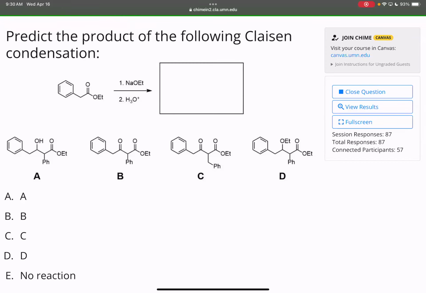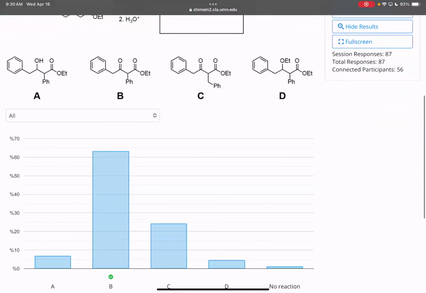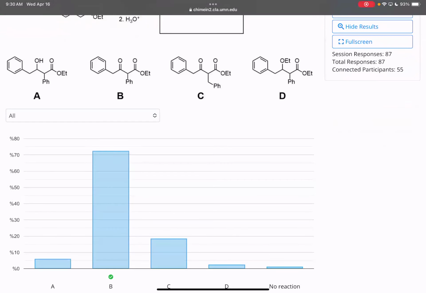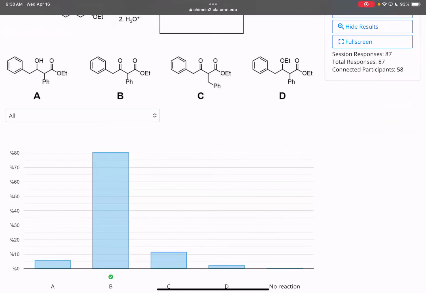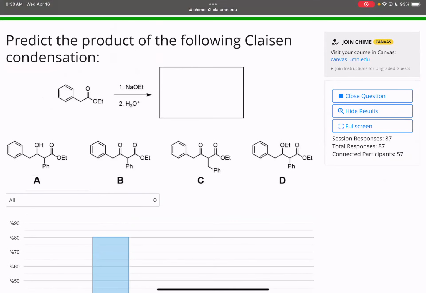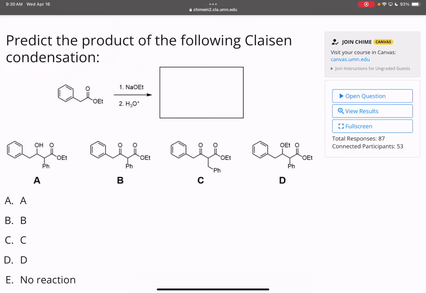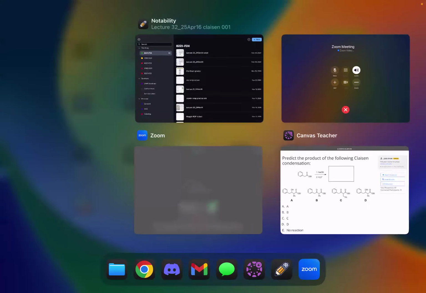All right, let's see what we got. Nice. Okay, great. So most people got the right answer, which was B. C is a very common incorrect answer. You just didn't count your carbons, right? Which is a very, very common mistake. So let's talk through the logic behind this. That's really good though. I know how difficult these are to visualize because the enolates look so strange.